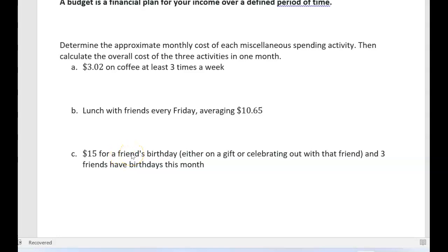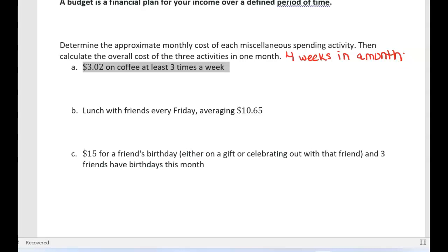So the first thing I would like for you to know is since we are doing these activities over the course of a month, we are going to assume that there are 4 weeks in a month. Okay, that's what we're going to assume. 4 weeks in a month. And now let's look at our first example.